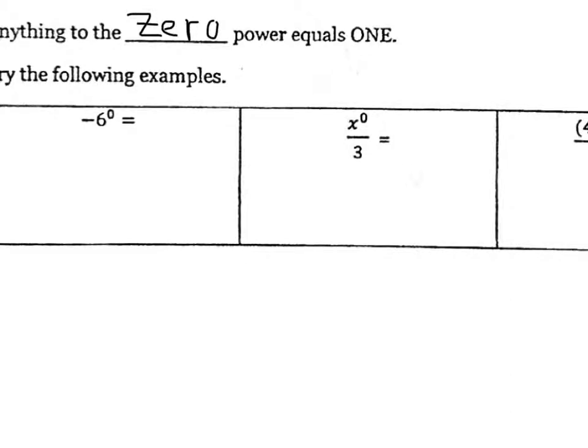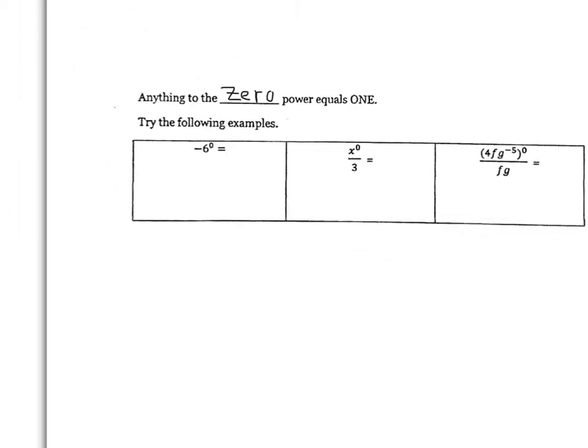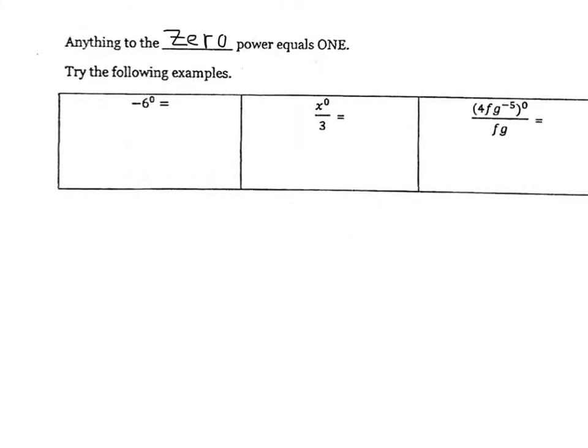equals 1. And some of you already did know this. I remember talking about it at the beginning of the year. If you did not know this, again, here's your refresher. So the first one I have is negative 6 to the 0. Well, negative 6 is the only thing there. It's connected to a 0, so the answer is simply 1.